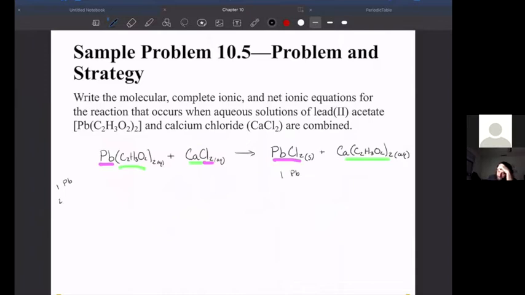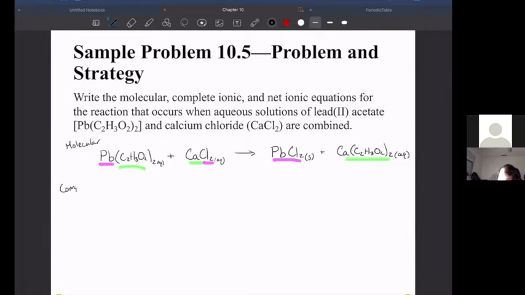I'm not going to break up the acetates too. C2H3O2-, I got 2 over here too. I have 1 calcium, and 2 chlorines, 2 chlorines. So actually everything's already balanced. That's fortunate. So that's done now. This is what we would call the molecular equation.